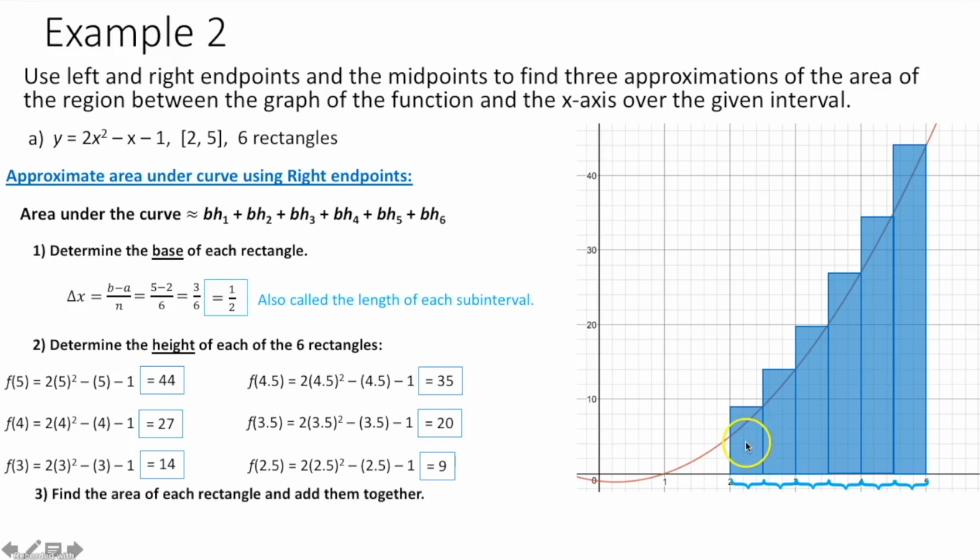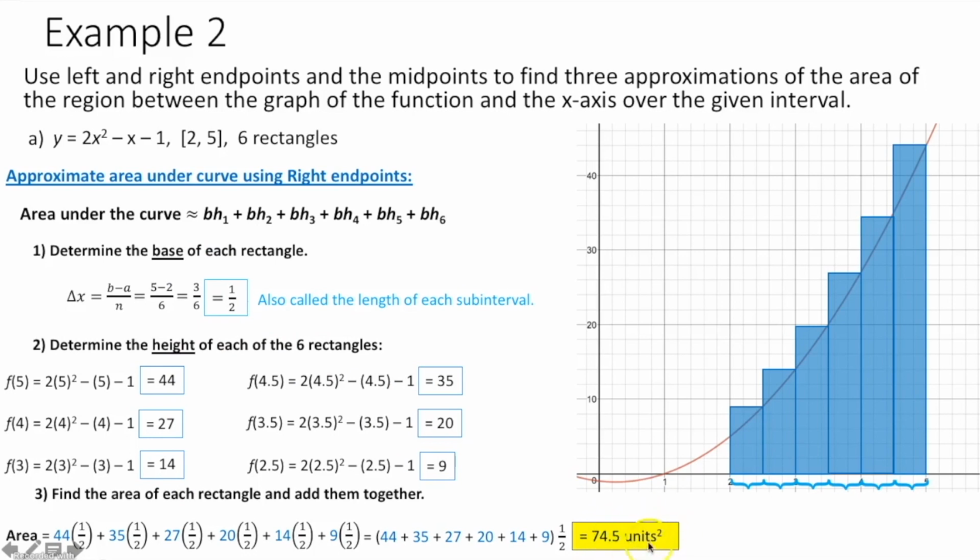Now, to determine the approximate area under the curve using a right endpoint approximation from 2 to 5, find the area of each of these rectangles and add them together. So 1/2 times 44, plus 1/2 times 35, plus 1/2 times 27, plus 1/2 times 20, plus 1/2 times 14, plus 1/2 times 9. I end up getting 74.5 units squared, or square units. Because this function is increasing and it is a right endpoint approximation, this is an overestimate.